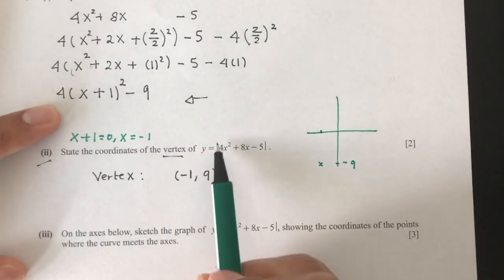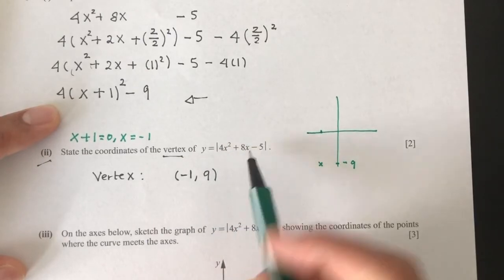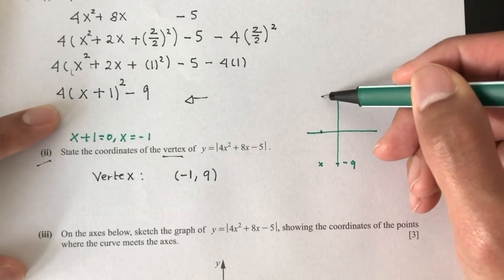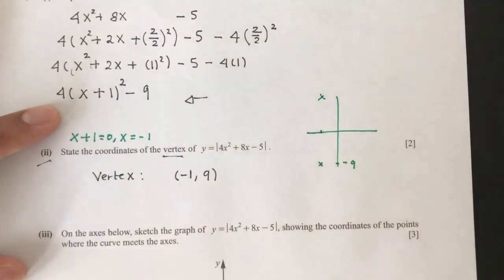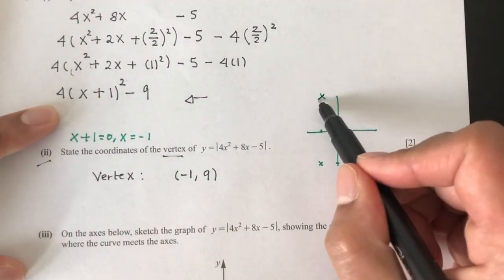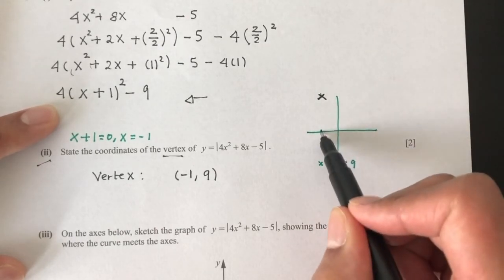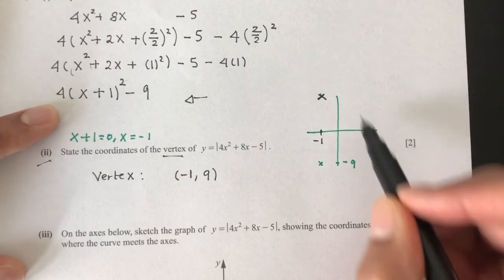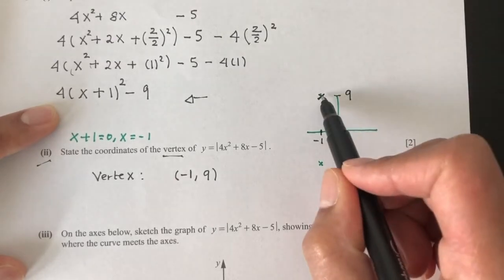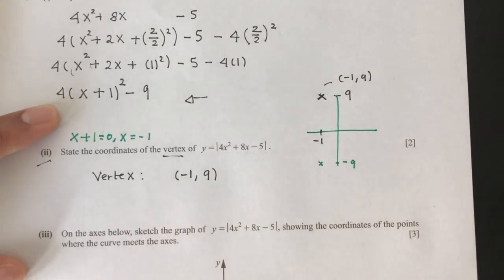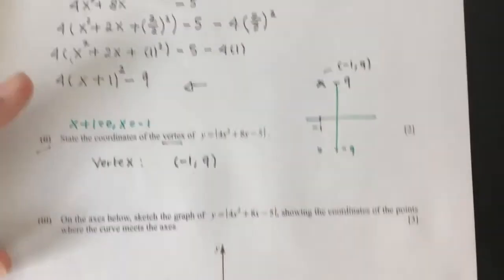But now, given that we are trying to draw the modulus of this graph, it will be reflected on your x-axis. It will go up. So for this graph, the vertex will be up, so you have to find this point. This point will be minus 1. Minus 9 will become 9. That's why this point will be minus 1, 9 as your answer. Okay, so that is part 2.